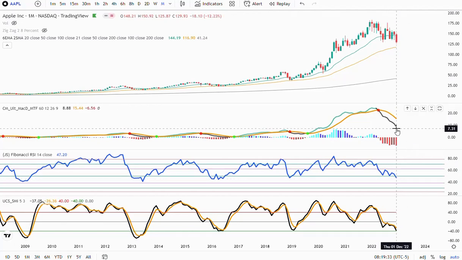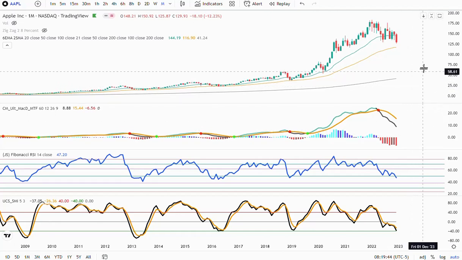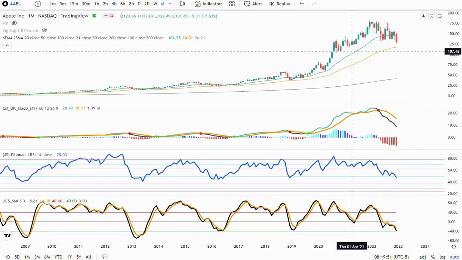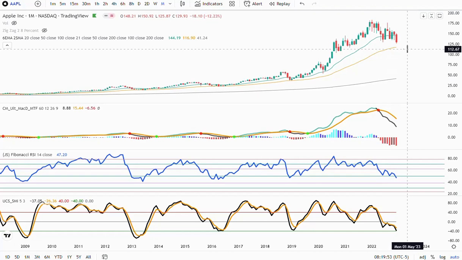MACD is also moving lower, not showing any signs of turning. Usually it takes several months for it to turn. So based on that, it would seem that the correction has not been deep enough, long enough. So the answer to the two questions is that the correction hasn't been deep enough and the correction hasn't been long enough.